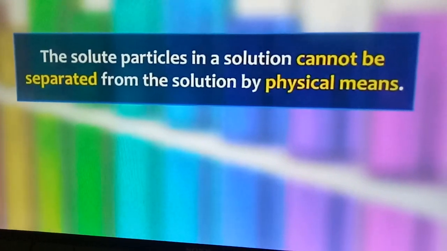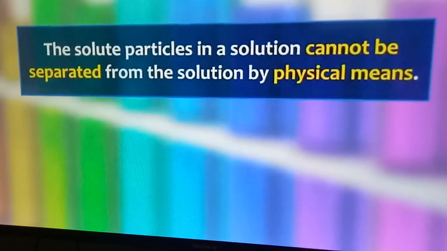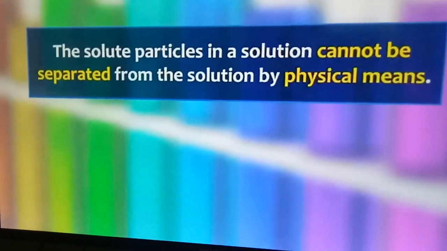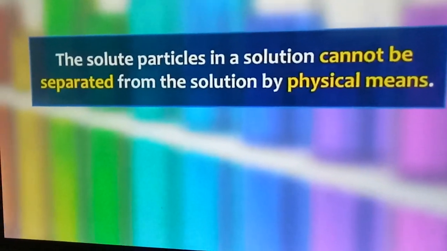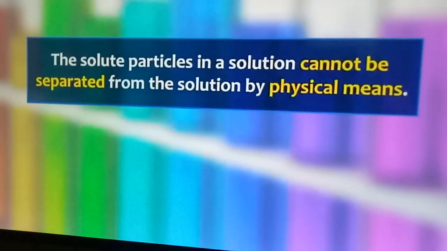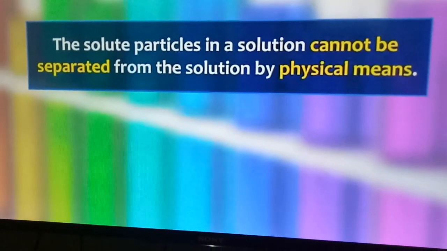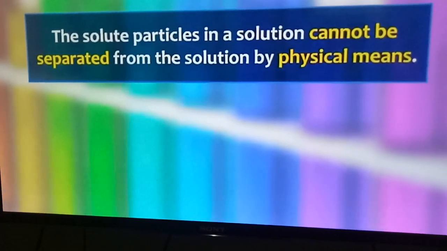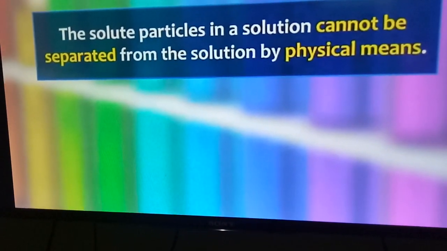Suppose you take a filter paper and pour that solution onto it, with another vessel beneath. What will happen there? All that solution will pass through. You can do this at home also. Take a filter and a glass, keep the glass beneath the filter, and pour the sugar solution in it. Will the sugar particles be separated out? No. So by simple physical means, the solute particles cannot be separated.